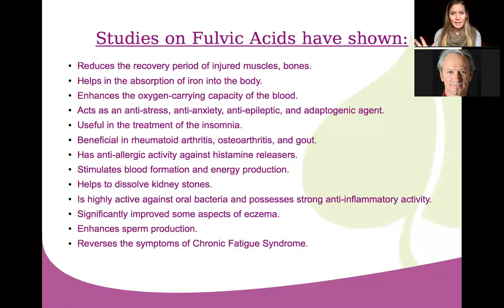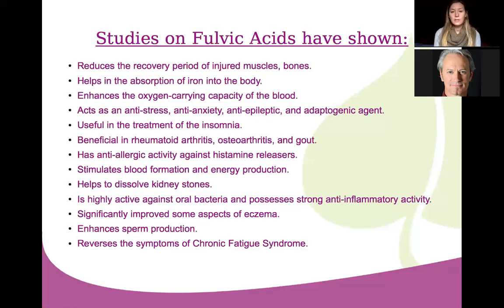We know this already because remember we talked about metallic minerals. Iron is a metallic element, so it forms an organic complex with the iron, and it increases the absorption. So it helps in the absorption of iron in the body. It enhances the oxygen carrying capacity of the blood. It acts as an anti-stress, anti-anxiety, anti-epileptic, and adaptogenic agent, which means adaptogenic just means it helps you adapt to the needs of your body at that moment in time.